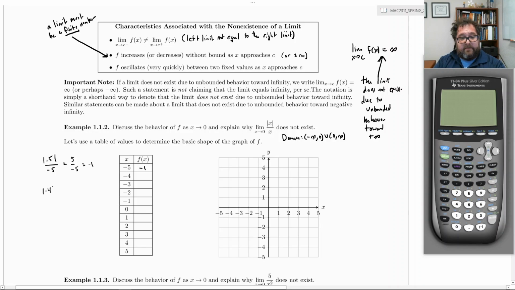If you plug a -4 in, you get absolute value of -4 divided by -4. That's +4 over -4 equals -1. -3, same thing. Absolute value of -3 over -3, you get +3 over -3 equals -1. So in fact, you get -1 for all of the negative values you plug in.